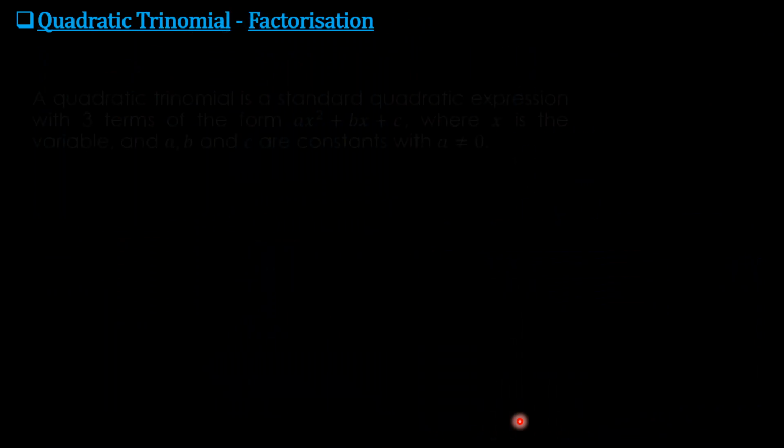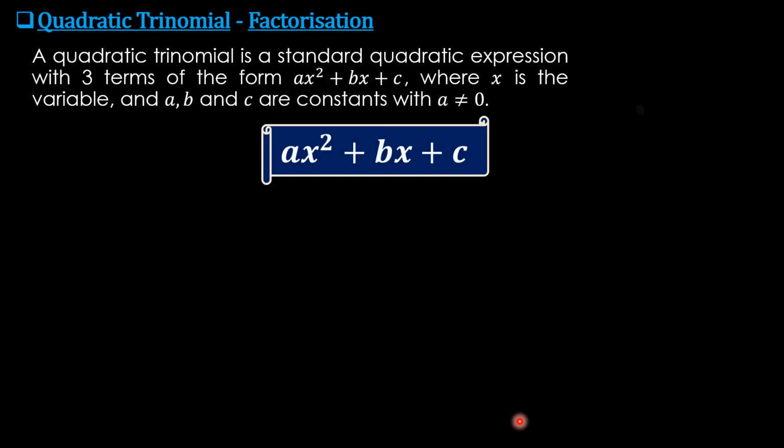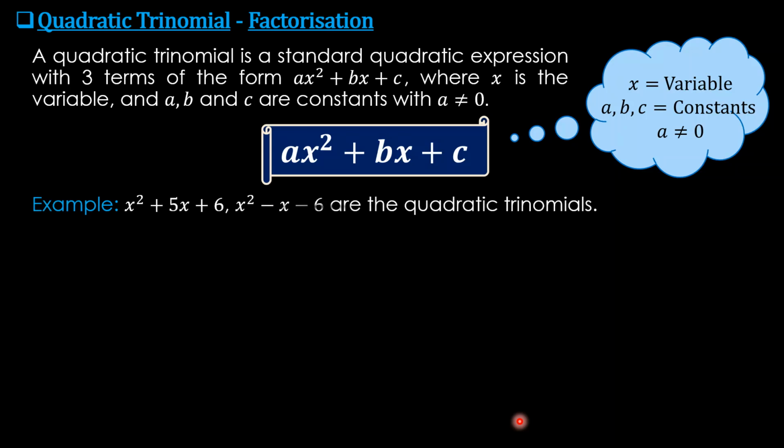Quadratic trinomial factorization. A quadratic trinomial is a standard quadratic expression with three terms of the form ax² + bx + c, where x is the variable and a, b and c are constants with a not equal to 0. So ax² + bx + c: x variable, a, b, c constants and a not equal to 0. Examples: x² + 5x + 6 or x² − x − 6 are quadratic trinomials.